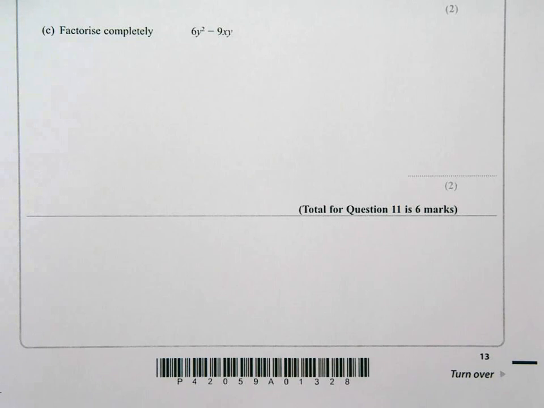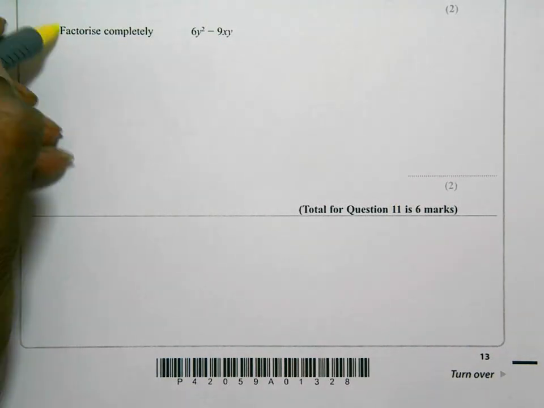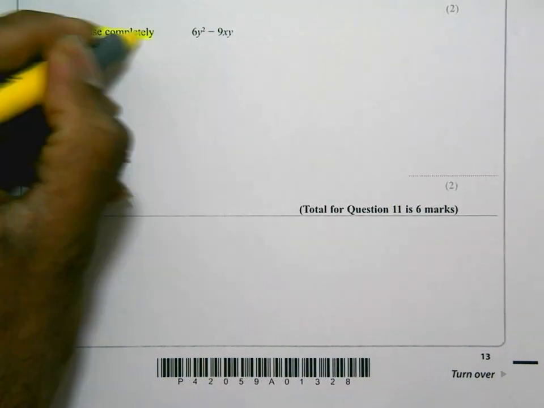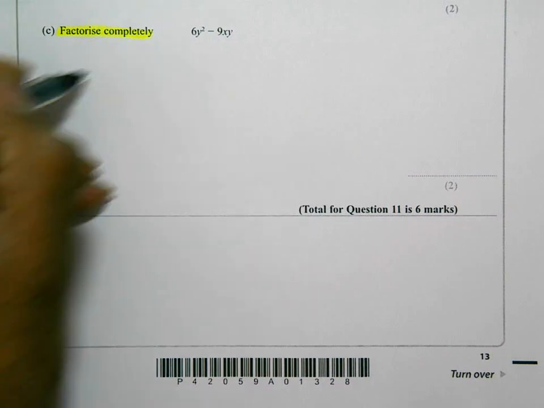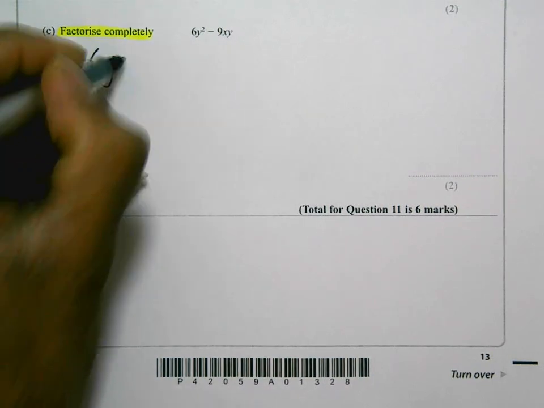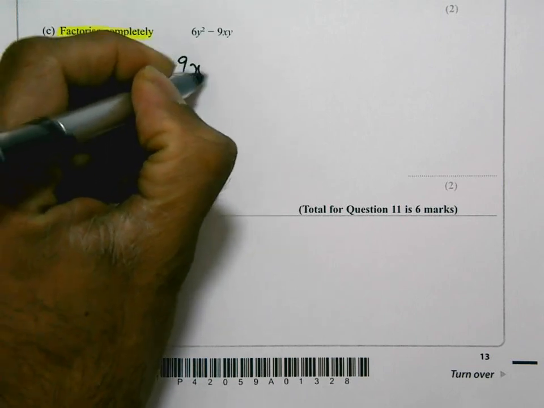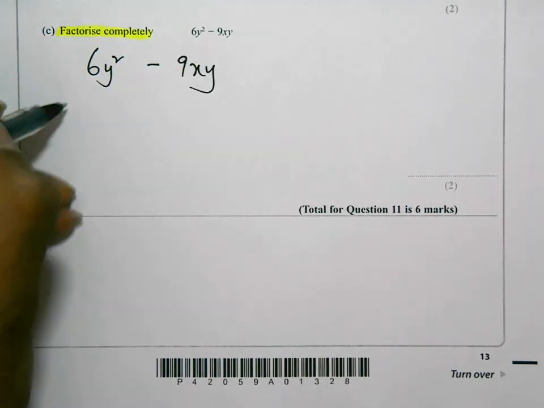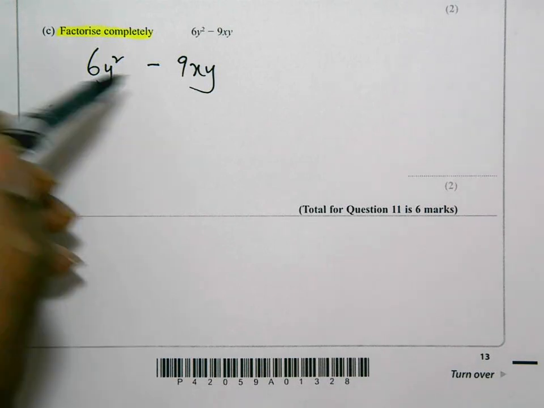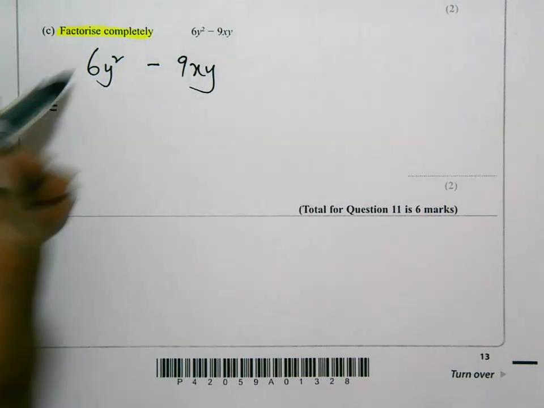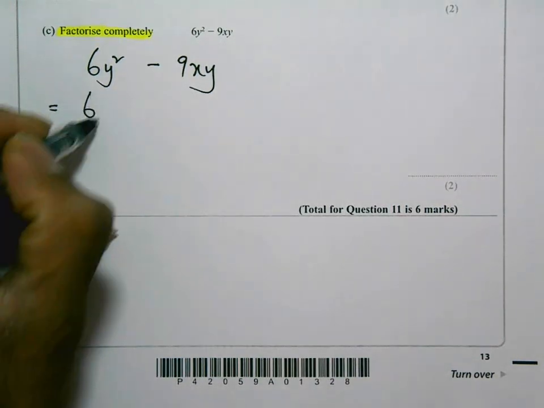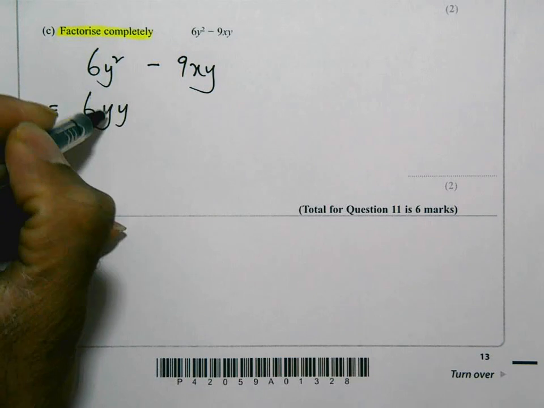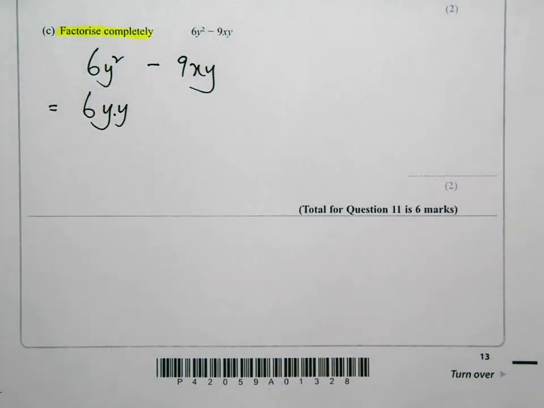Okay, in part C, the question says, factorize completely. So completely factorize this expression. 6y squared minus 9xy. So I'm going to rewrite that again. 6y squared minus 9xy. Now, if you've seen me do these previously, I break up these questions, especially where it has y squared, and you need to factorize. So I'm going to break up that y squared. So I write y times y is y squared. And on this side I have 9xy.